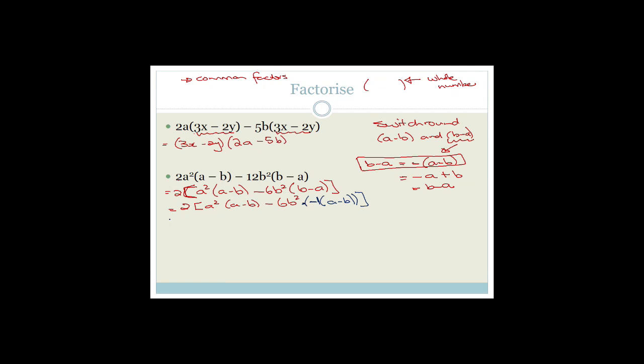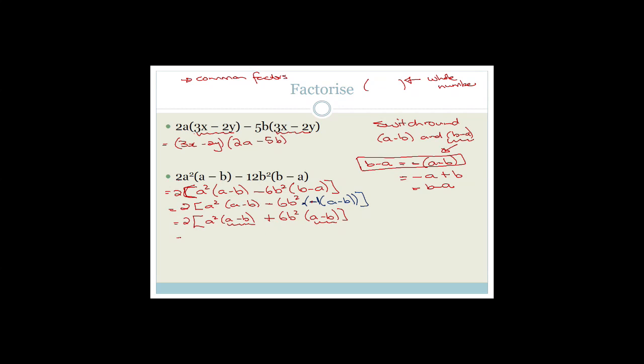So what we need to do is neaten this up, okay? So we've got 2a squared (a minus b), right? Now, these are all three multiplied together. So minus times a minus is a plus, times a plus is a plus. So it's plus 6b squared (a minus b). Okay, that's looking much nicer now, because do you agree that there and there, these are two common factors now? So we're back to taking out common factors.